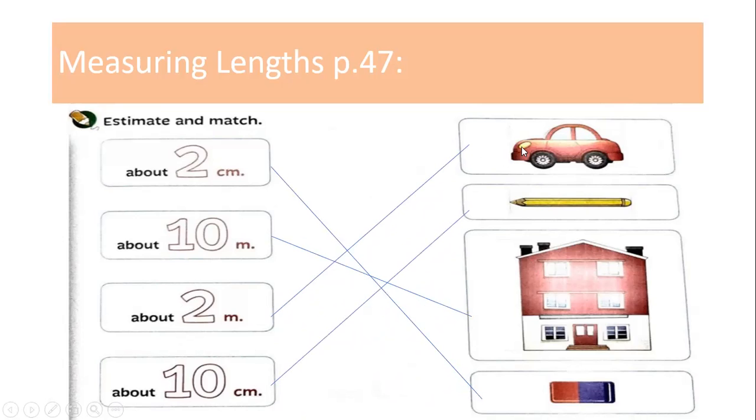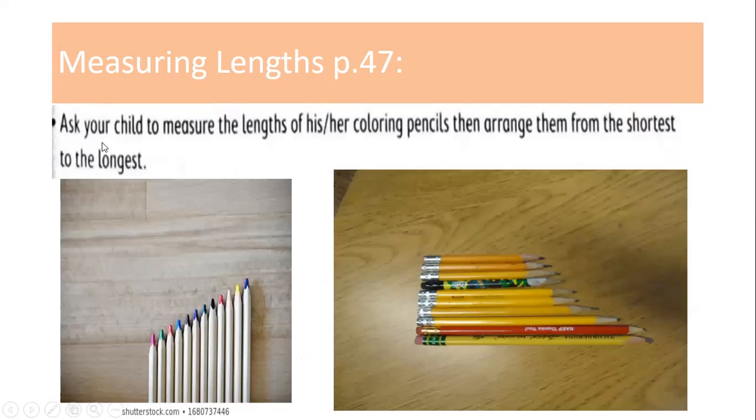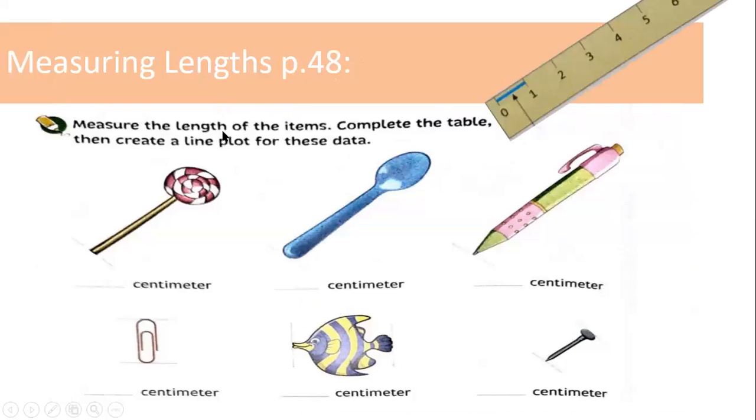Okay, so let's complete here. Ask your child to measure the lengths of his or her coloring pencils, then arrange them from shortest to longest. I know it's easy for you to do it like this, from the shortest to the longest. Measure the length of items, complete the table, then create a line plot for this data.